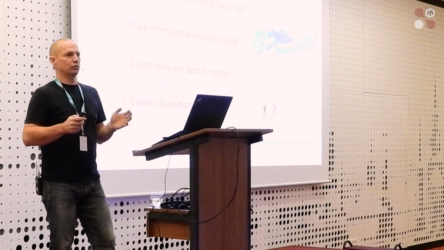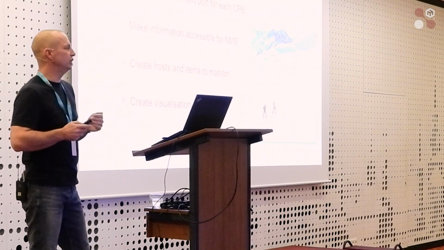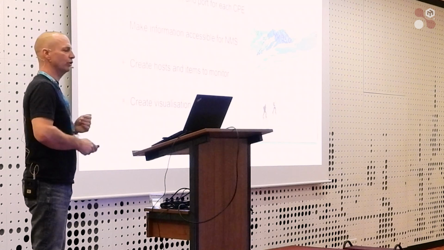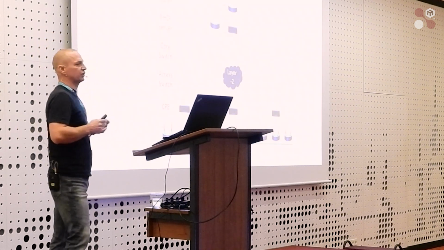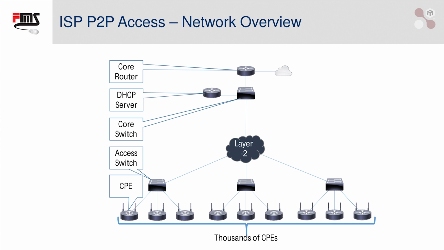The good thing is you've seen most of what you need already. There's just one more thing to learn. Here at first is just a scheme of a typical point-to-point network. It's rather simple. You have a core router, a core switch. You have a central DHCP server, which is important for us, some distribution network in layer 2, and finally those 200 access switches connecting your 5,000 clients.